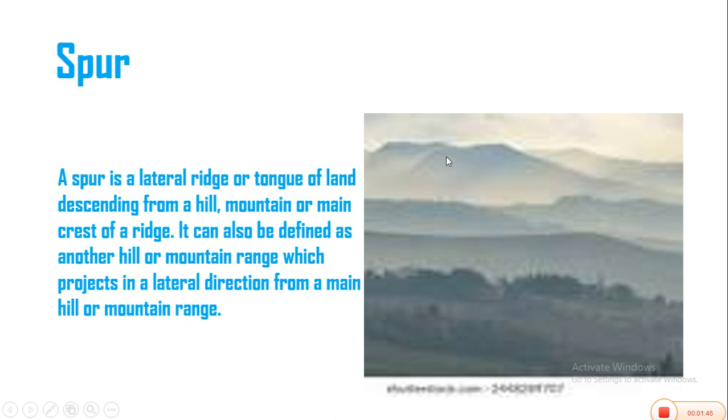You can see a spur on the screen, and it is a mountain that is formed on another mountain. Look at it, a mountain formed on another mountain, or it's called a mountain ridge, which projects in a lateral direction from a main hill or mountain ridge.